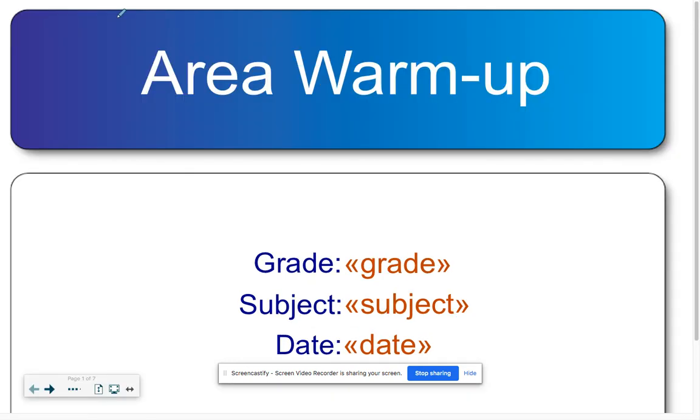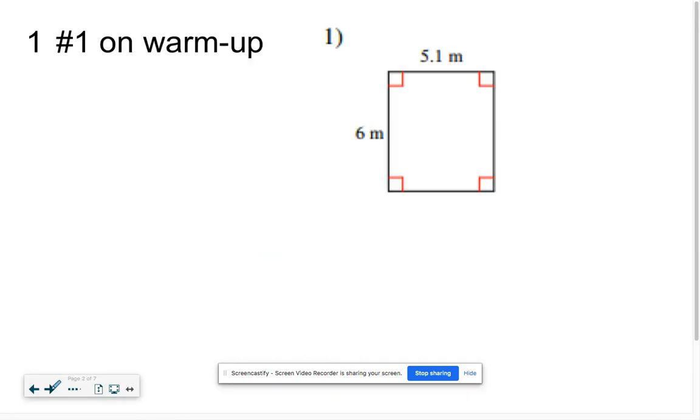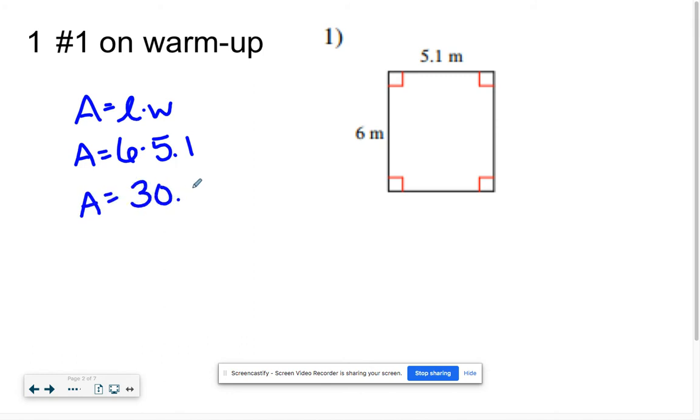All right, guys, let's go ahead and take a look at this warm up real quick. Starting with number 1. Here we have a rectangle, so we need to get down our formula for a rectangle as A is L times W. We have 6 for a length and 5 1/10 for a width. Multiply those together, you can use your calculator, and we should get 30 6/10 meters squared.